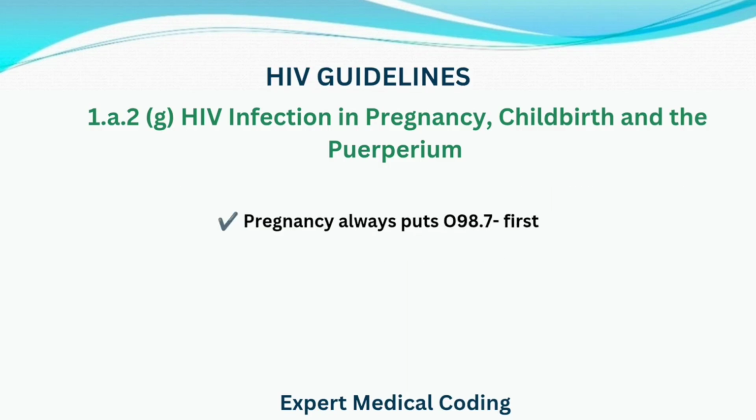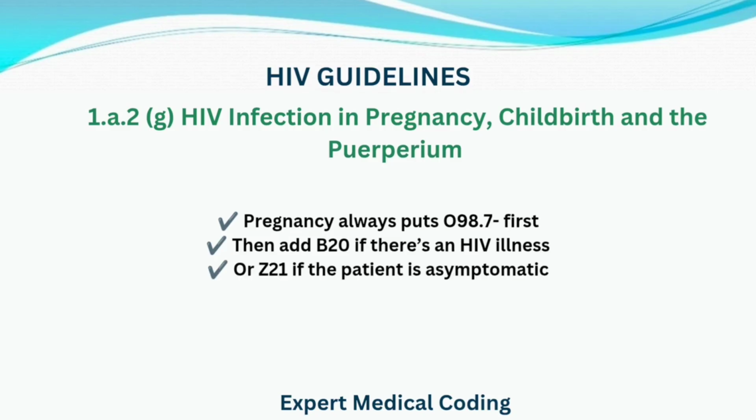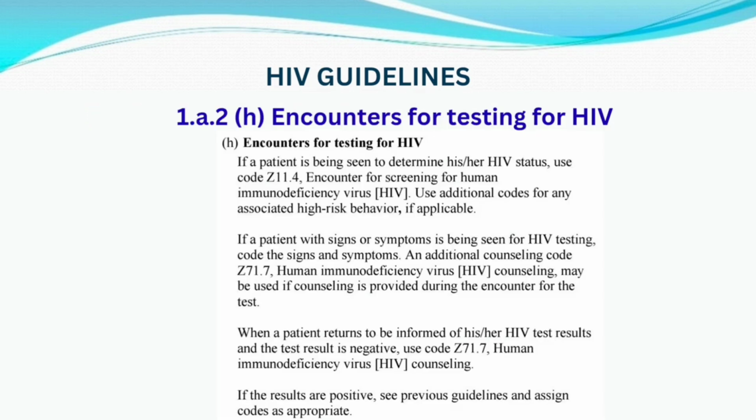Pregnancy always puts O98.7 first, then add B20 if there's an HIV illness or add Z21 if the patient is asymptomatic. Think of it like this. Pregnancy takes the driver's seat and HIV takes the passenger seat. Alright friends, now let's move to a very important coding situation.